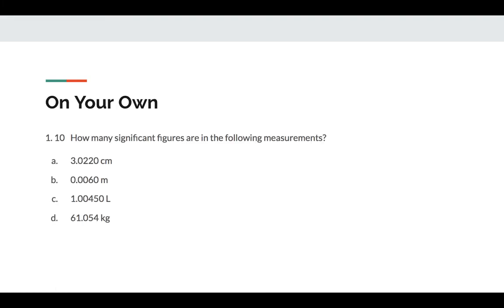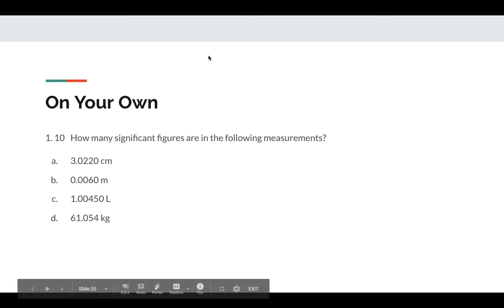All right, so I want you to practice with this. Do 1.0 or 1.10 on your own. And we'll see you later.